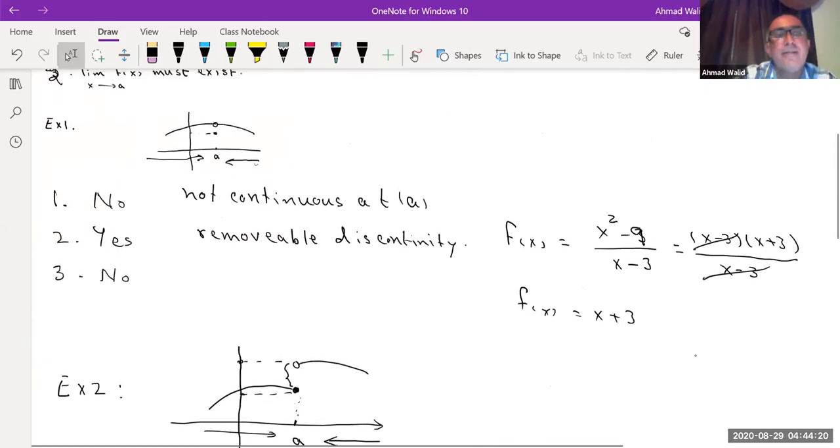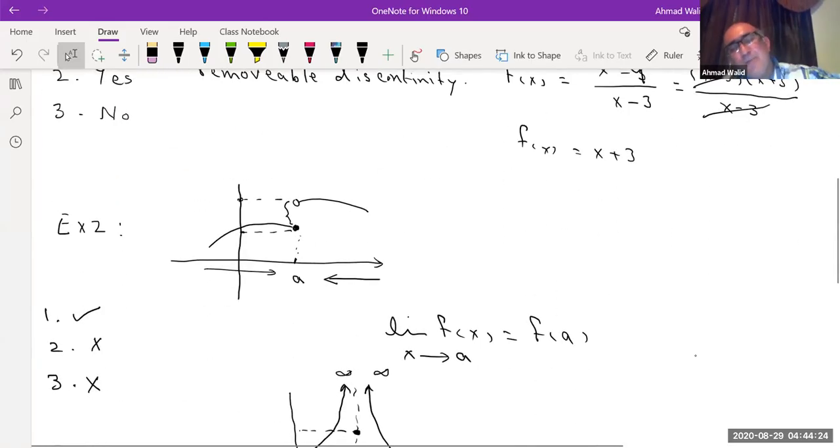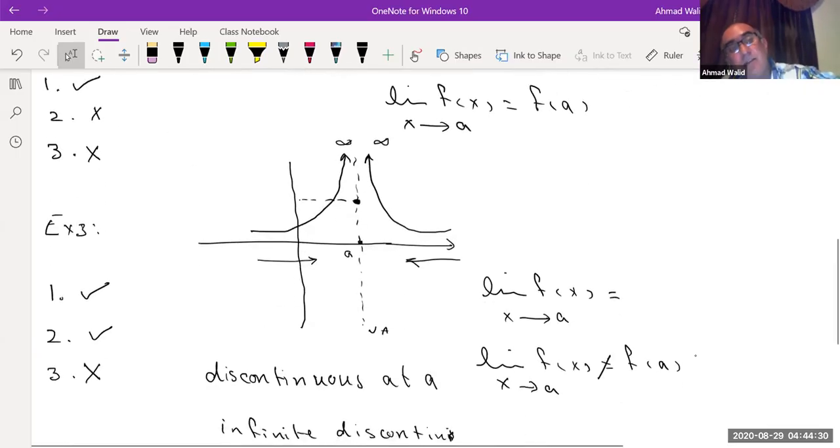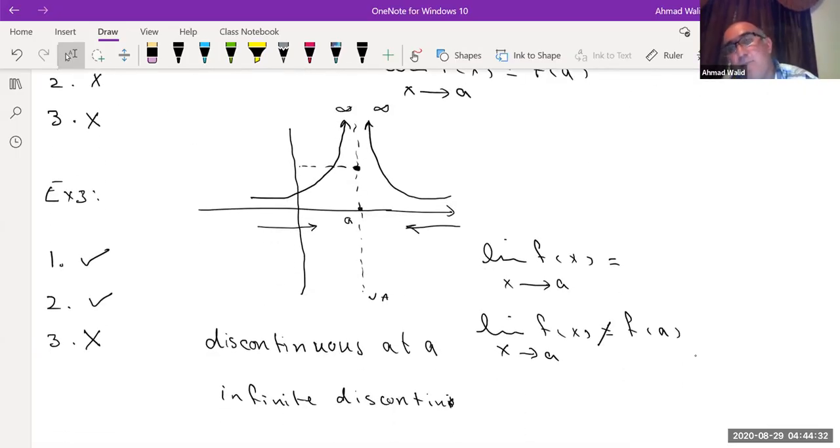You see, I did 3 examples. In number 1, you fail test 1. In number 2, you fail test 2, and if you fail test 2, you fail test 3 also. In example number 3, you pass test 1 and test 2, but you fail test 3. You always have these three options. This is all about continuity, right? How to find if a function is continuous or not.